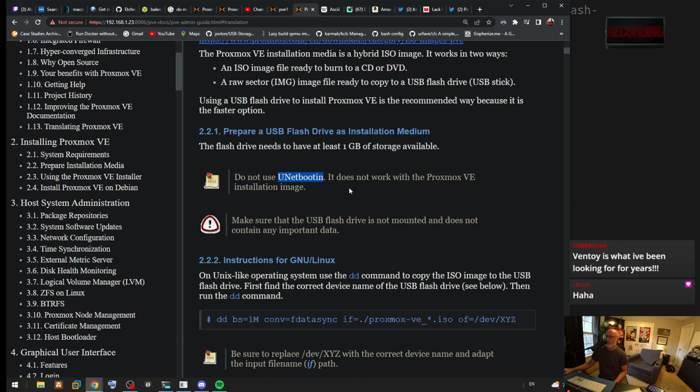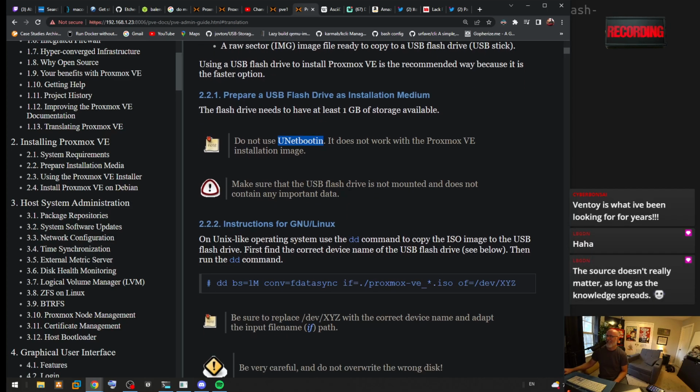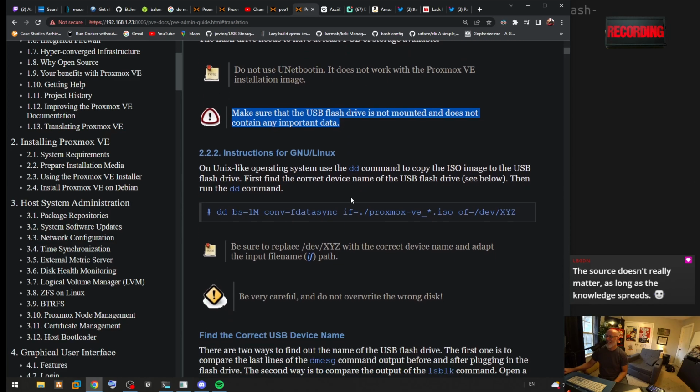Knowledge must spread. Make sure that the USB flash drive is not mounted and does not contain any important data. You have to be warned about that.